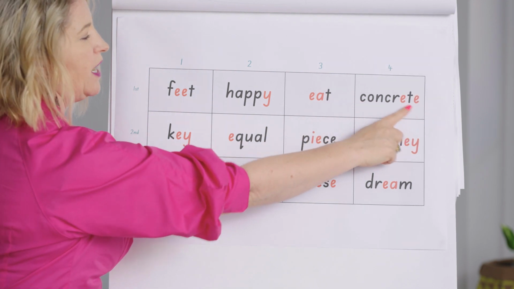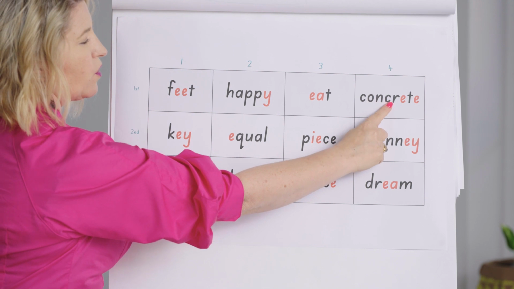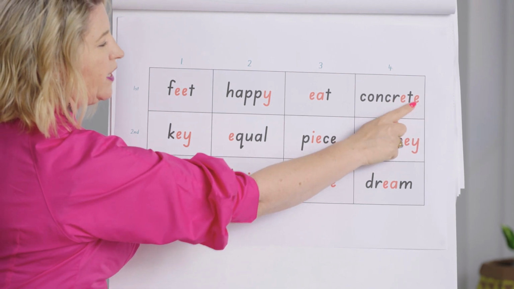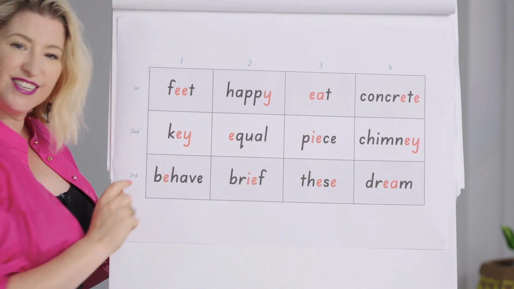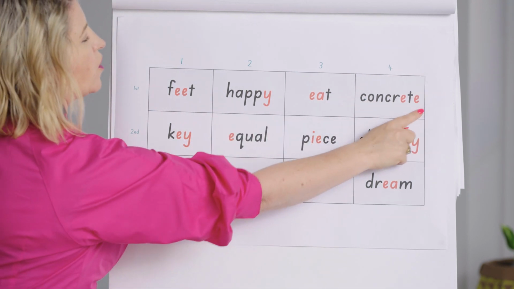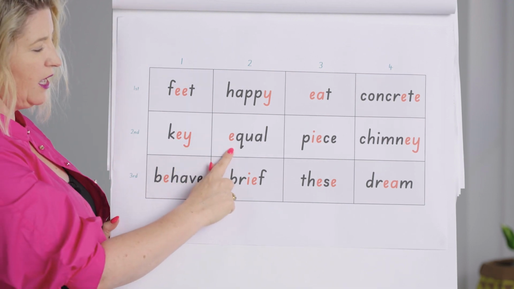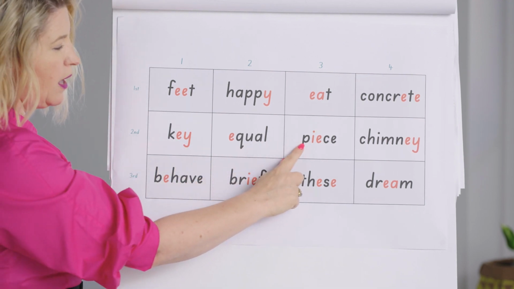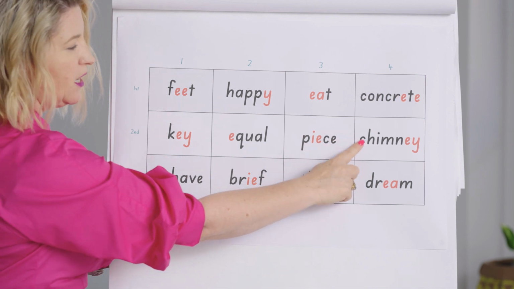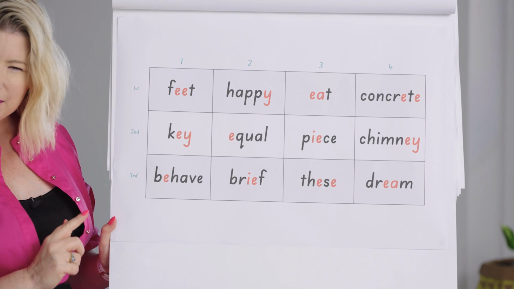This one's a little bit longer, so let's have a look. I can see crete, concrete. Did you get it before me? You might have. Concrete. Next row. Key, equal, piece, chimney. Did you get them? Are you reading quicker than me?